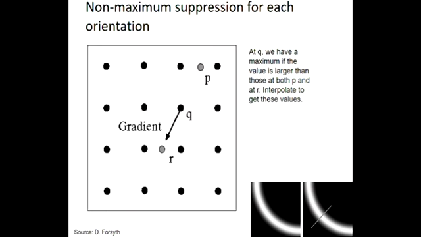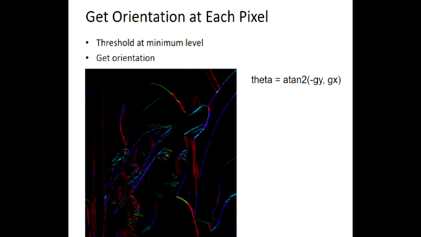Then you do non-maximum suppression for each orientation. So far, these edges are actually kind of thick. Here the gradient magnitude is in the intensity channel, and the orientation is displayed in the hue channel. So I did an HSV representation that I converted to RGB. That's how I created that image.